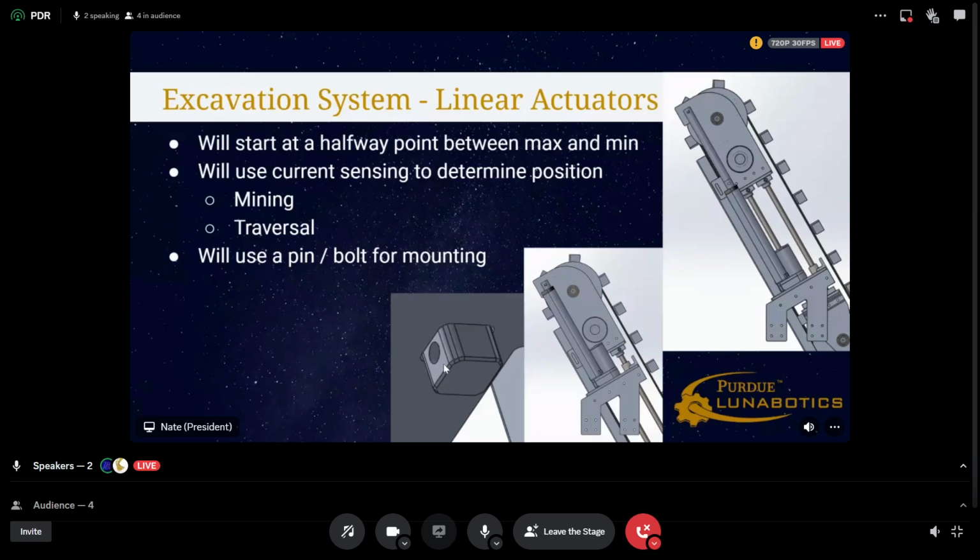But all the weight should be pressing down on it pretty much at all times, so hopefully the stresses are not going to be very high on that. We'll do some FEA on a lot of parts of the system to further optimize it, but that's a general overview of excavation.